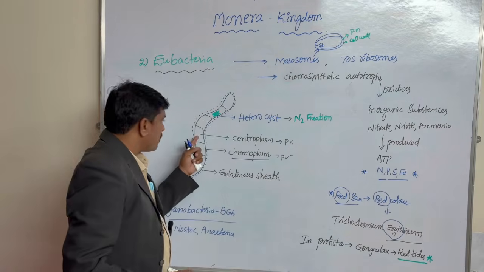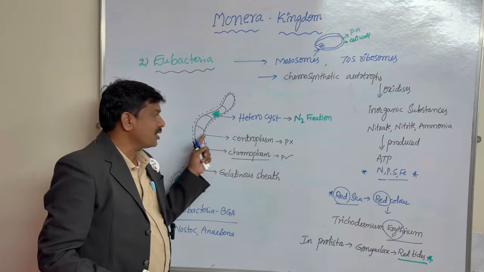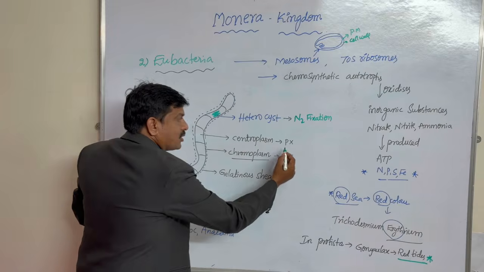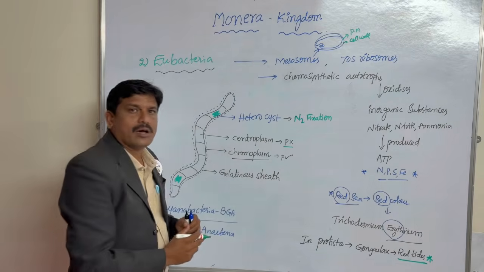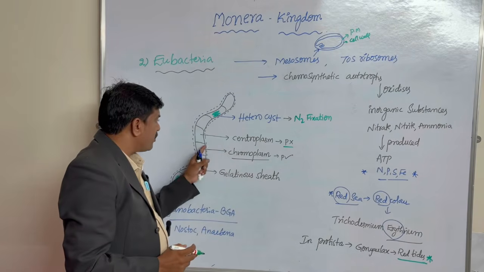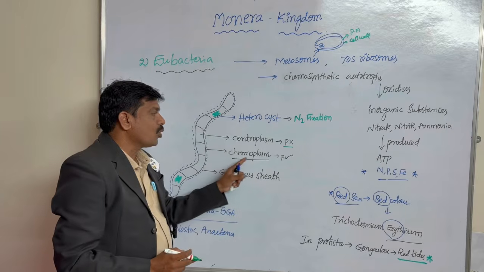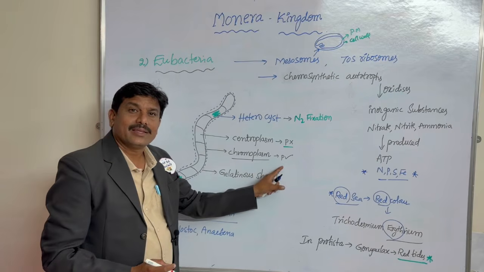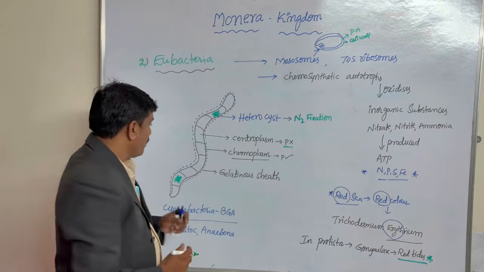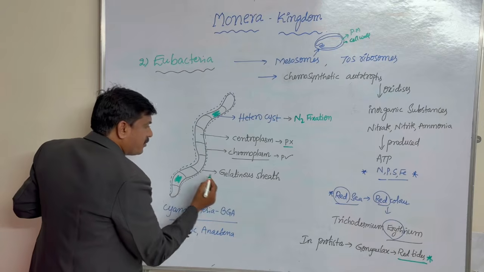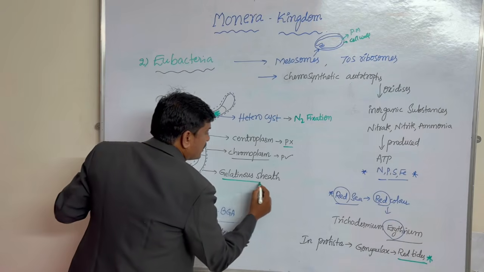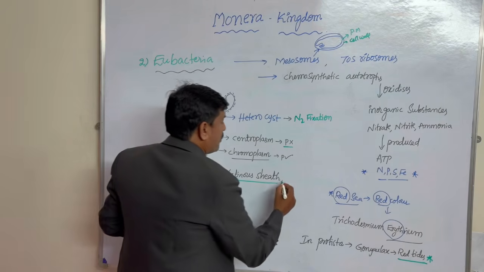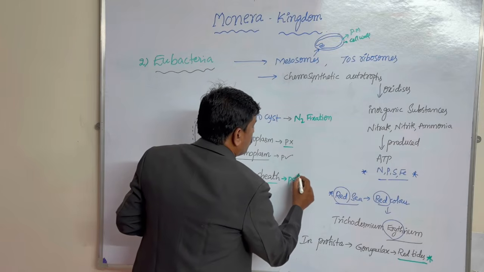In the central part, which we call the centroplasm, there is no pigment. Pigment is absent. In the peripheral part, which we call the chromoplasm, pigment is present. This is covered by what, sir? A gelatinous sheath is present. What is it helpful for? Water bloom formation in polluted water only.